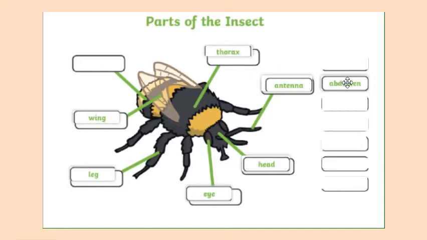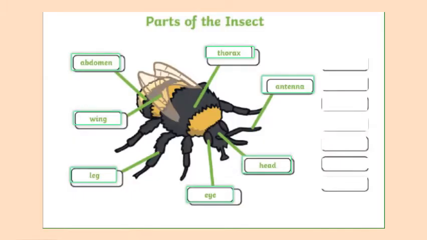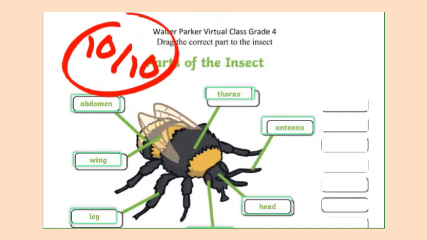This is the thorax of the insect, and this is its abdomen. The insect's body has 3 sections: head, thorax, and abdomen. Let me check my answers. Okay, all of our answers are correct.